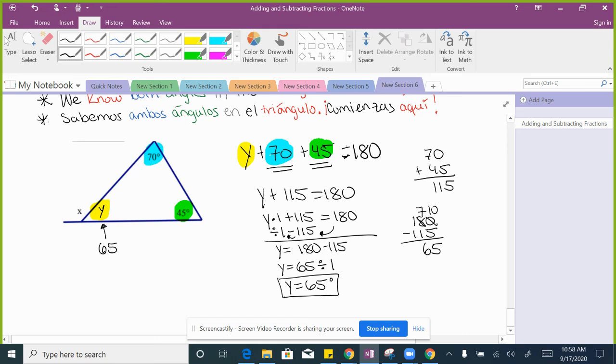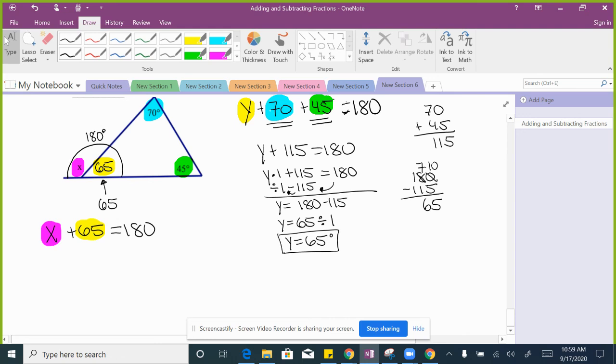But if this is 65 degrees, then this angle, which I'm now going to change to 65, and this angle equals 180 degrees. Esos ángulos aquí se suman a 180 grados porque es dos ángulos en una línea, 180 grados. Es la mitad de un círculo. Un círculo tiene 360 grados, entonces esta es la mitad. So now we have x as the first angle. El primer ángulo es x. And then we have 65 as the second angle. Y tenemos 65 como el segundo ángulo. And these two angles equal 180 degrees. Y esos ángulos se suman a 180 grados.